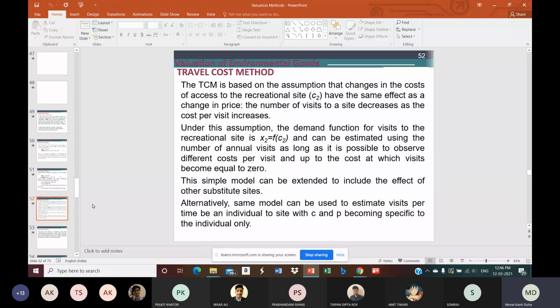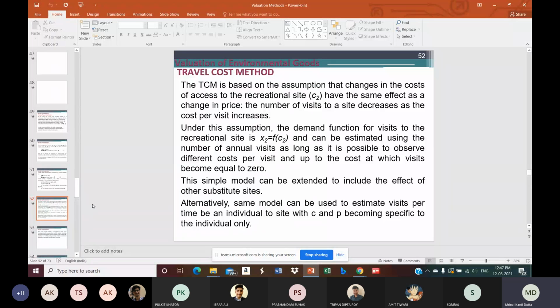The travel cost method is based on the assumption that changes in the cost of access to the recreational site have the same effect as a change in price. The number of visits to a site decreases as the cost per visit increases. So in essence, it is related to the demand function. So this will help us in estimating the demand function.